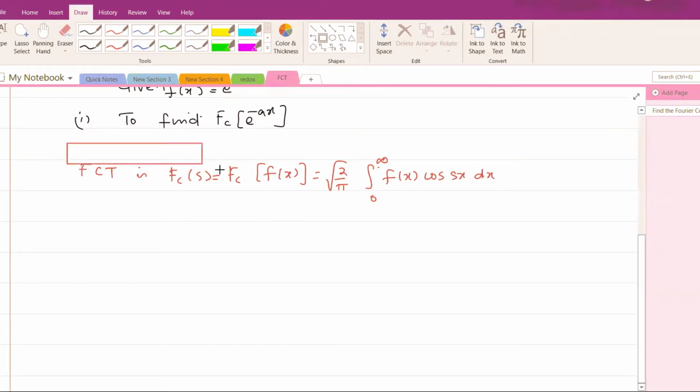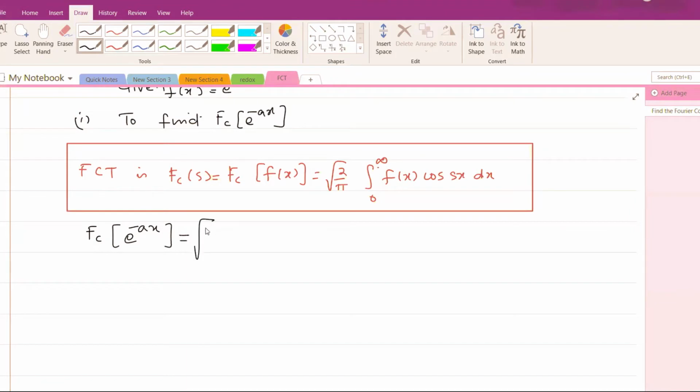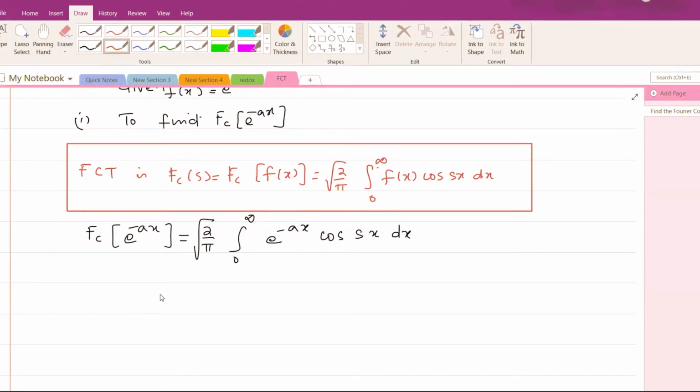In this formula, directly we are going to substitute the value of f of x. Here, f of x is equal to e to the power minus ax. Therefore, the formula becomes Fc of e to the power minus ax, which is equal to root of 2 by pi integral 0 to infinity e to the power minus ax into cos sx into dx. So now to evaluate the right hand side, we have to apply the formula in integration.